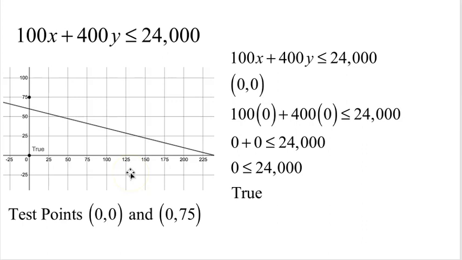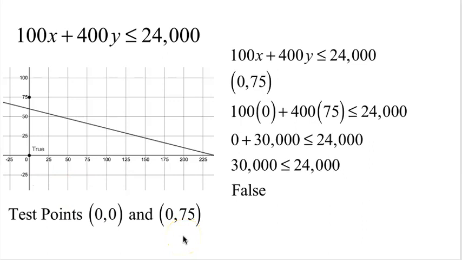To check, I'd like to try numbers on each side. So I'll also try 0, 75, a point on the north side of this line, although any point could have worked. You have a whole bunch you could choose from on the north side. On the south side, 0, 0 is always the easiest one to choose. Again, I chose 0, 75 here.